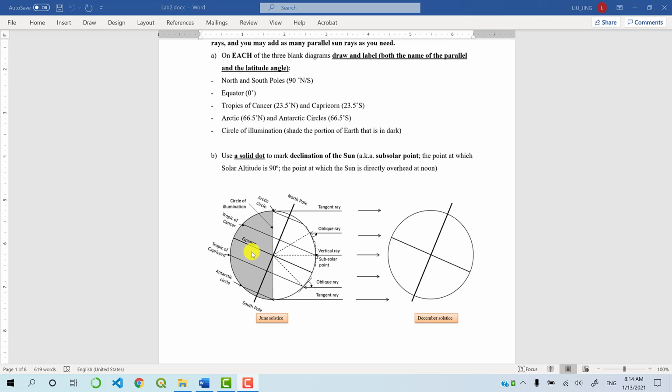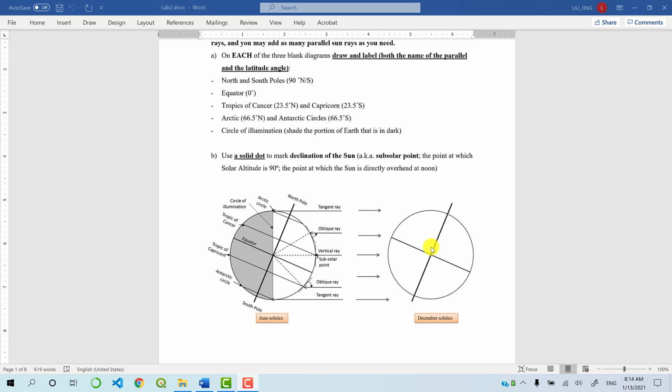So you can see in my example, on this day, June solstice, your circle of illumination passes the Arctic Circle and Antarctic Circle, right? And in this case, that is the December solstice. Then where's the circle of illumination? Actually, it's very easy, because you ignore all of these. The circle of illumination is perpendicular, 90 degrees, to those parallel sun rays.